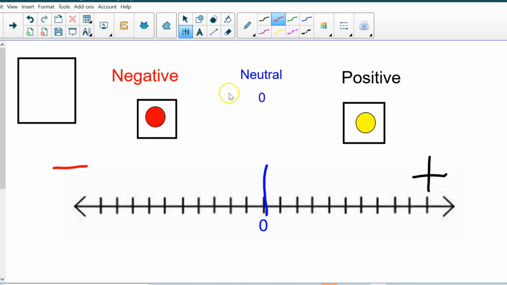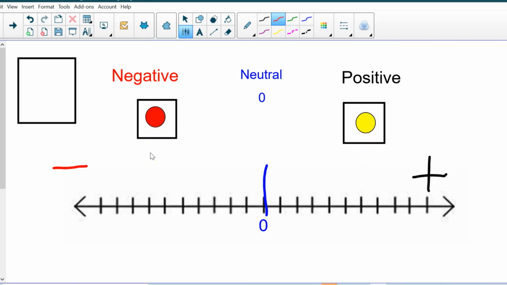So, as I said before, 0 is neutral. It's right in the middle. Think of it as 0 doesn't take sides. It's not on the positive side, it's not on the negative side. It is right in the middle. So 0 is neutral. It is not positive, it is not negative. And our positives are on the right side, and our negatives are on the left.